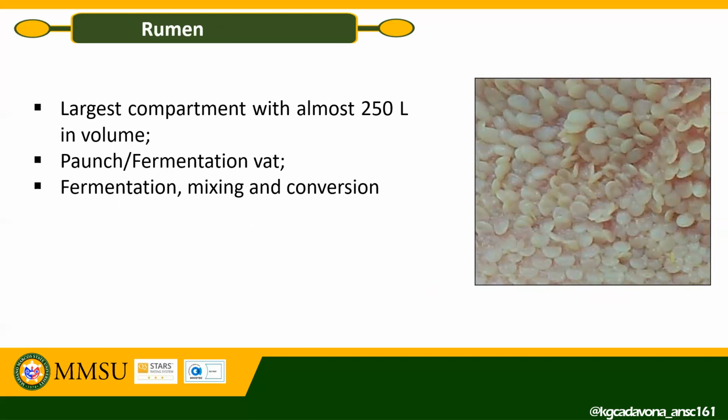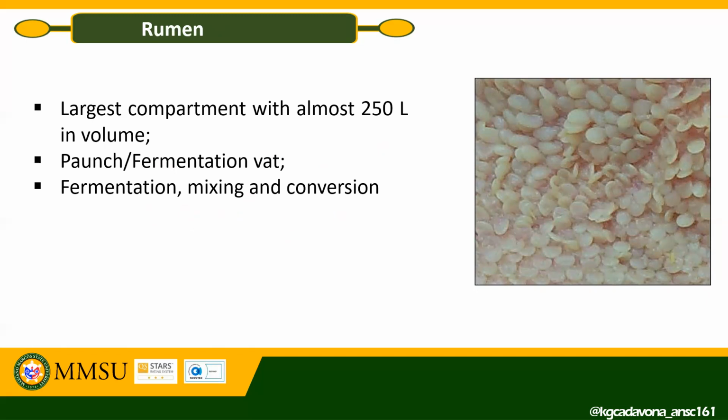Then we have the rumen, which is considered to have the largest compartment among all the four, which accounts for nearly 250 liters in volume. And this is also called as the paunch or fermentation vat, kung saan nandito yung mga billions of microorganisms that are beneficial for the conversion later on nitong mga feed particles na na-digest. So nandiyan yung mga bacteria at saka mga protozoa. Okay? And pag rumen, merong tatlong process na importante dito. We have the fermentation, mixing, and conversion.